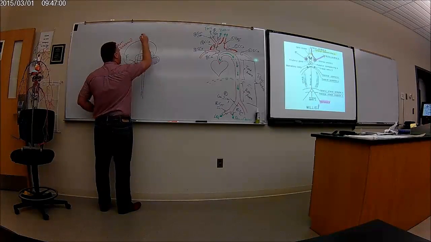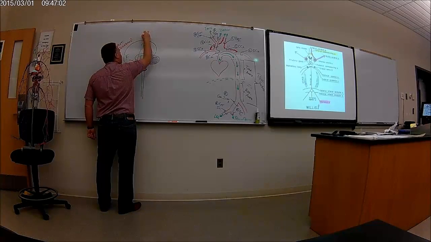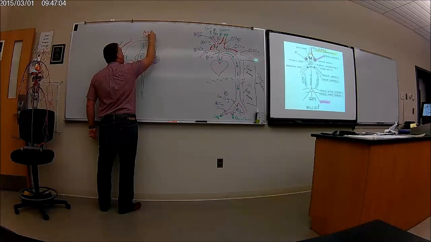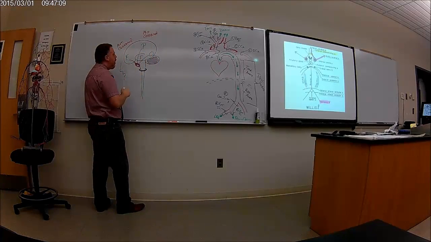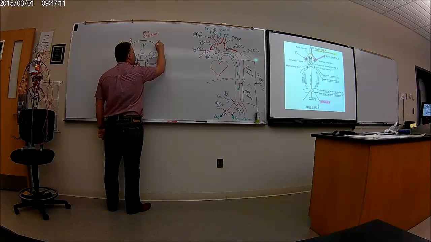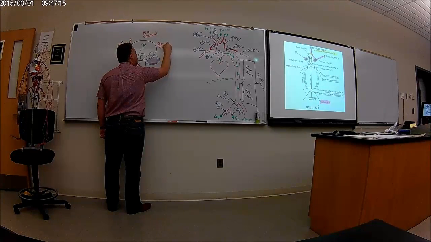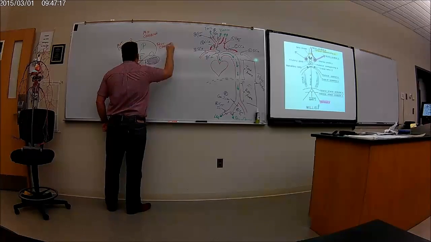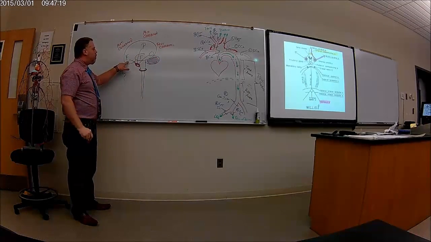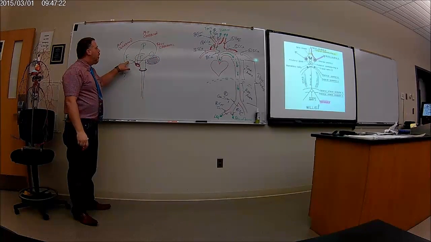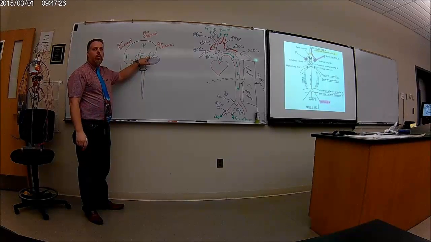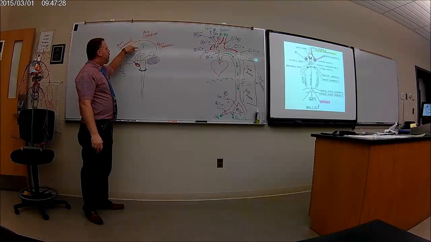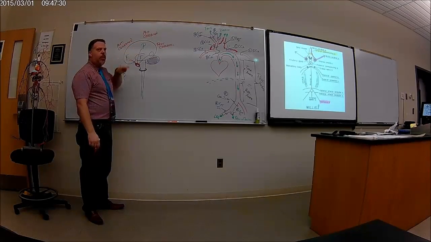This is going to be our middle cerebral artery. Okay? And this last one over here is going to be our posterior cerebral artery. So the anterior cerebral gives blood supply to the frontal lobe. The posterior cerebral gives blood supply to the occipital lobe. The middle cerebral gives blood supply to the temporal and the parietal lobes.